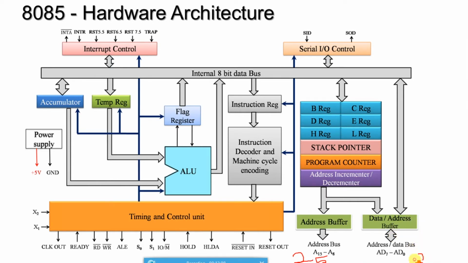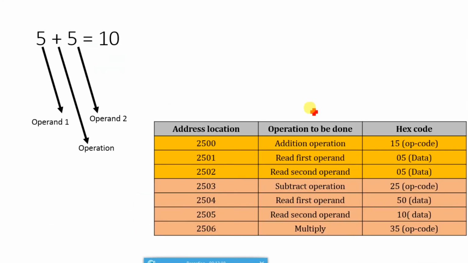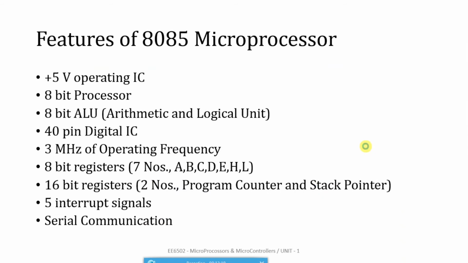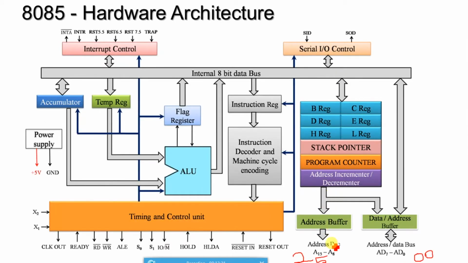First you have to go to the address location 2500, and from 2500 you need to take this value. Initially, through this address bus 25 will be sent out, and through this address data bus 00 will be sent out. We have connected the memory device with the microprocessor, so the selected memory location is 2500.